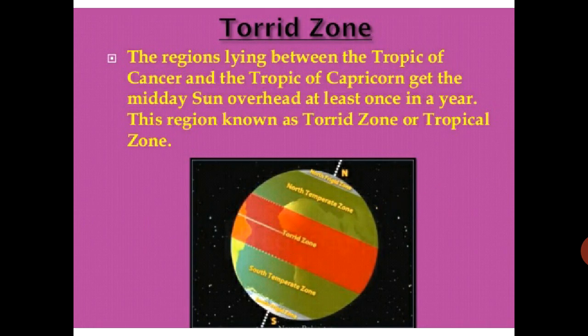Now there are different zones. Torrid zone: the region lying between the Tropic of Cancer and the Tropic of Capricorn gets the midday sun overhead at least once in a year. This region is known as the torrid zone or tropical zone. Above the equator is the Tropic of Cancer and below it the Tropic of Capricorn. Whatever area lies in between is known as the torrid zone or tropical zone.